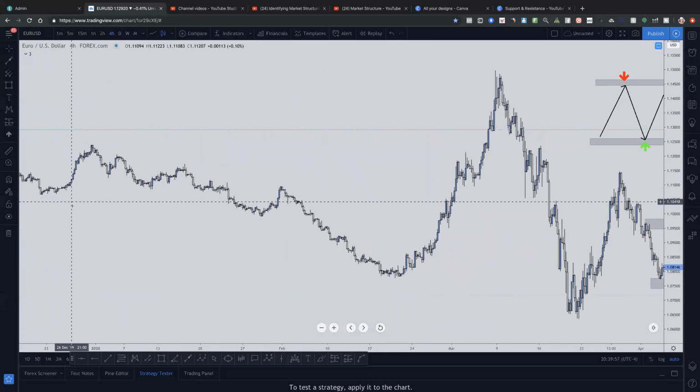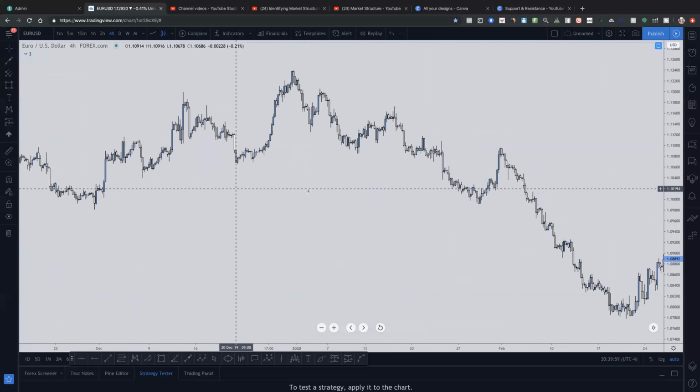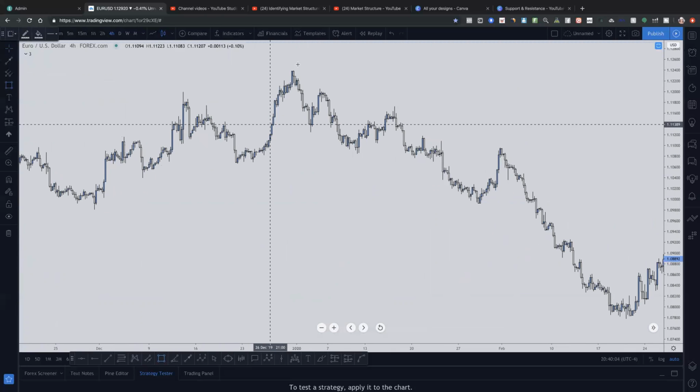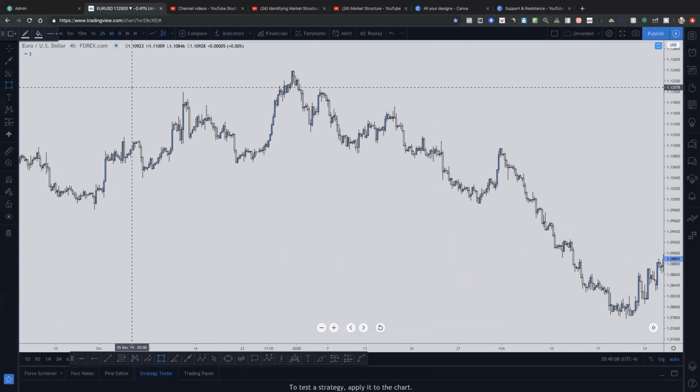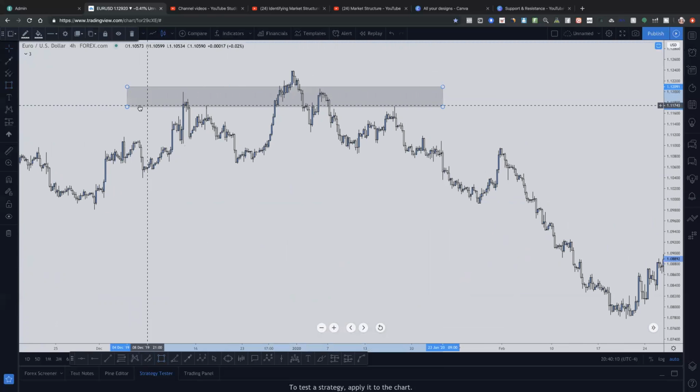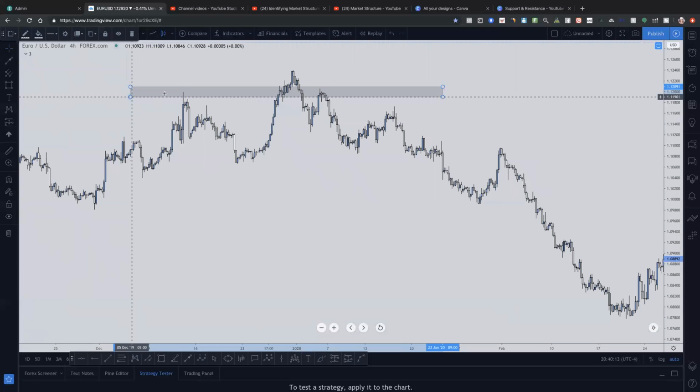So we had one going up. Let's see if we can find one going down. All right, here we go. So we can see here where the market is not really creating higher highs, higher lows. It's kind of just moving a little sideways. So there's going to be some slippage. It's not going to be perfect.